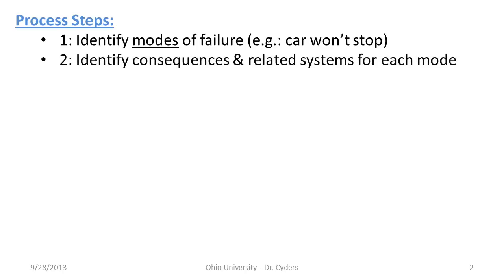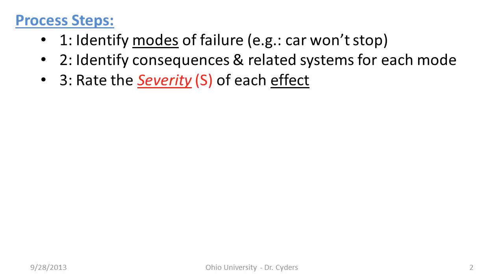So we're going to first identify the consequences in related systems for each mode. So for the example given before, the car won't stop. Consequences of the car not stopping could cause an accident, could cause you to speed, could cause a number of different things. And so these are consequences of this failure mode.